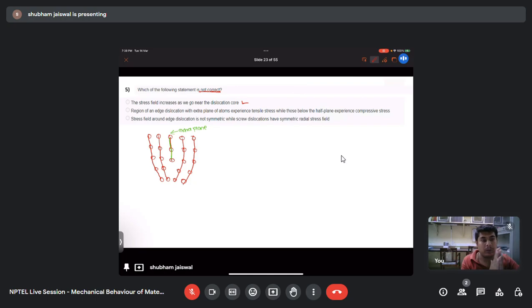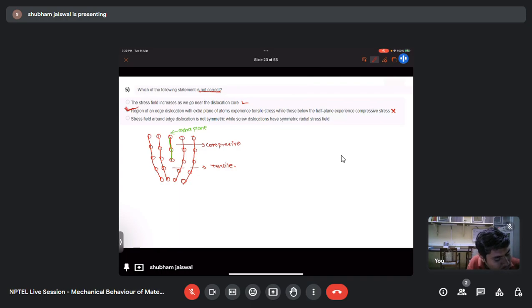So suppose this is the plane, this is my crystal. If I add the extra plane, it will try to compress it out. So with the extra half plane, we will be having compressive stress, and here we will be having tensile. It is not correct, but they are asking for the not correct. So this will be our correct answer.